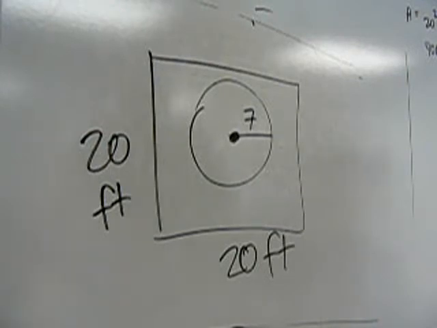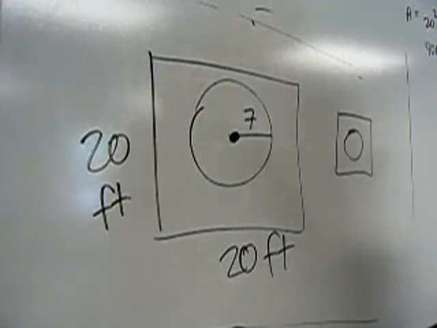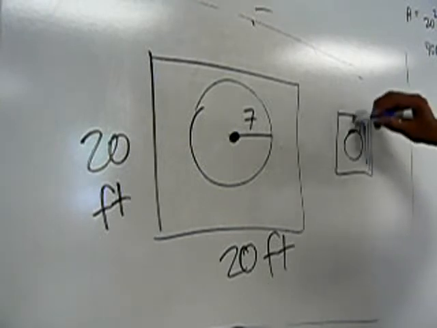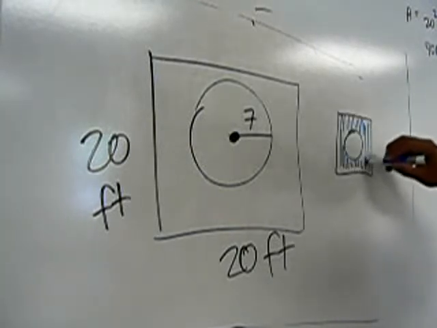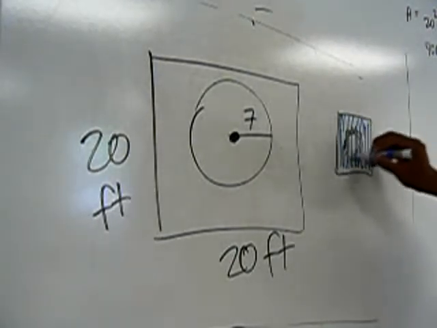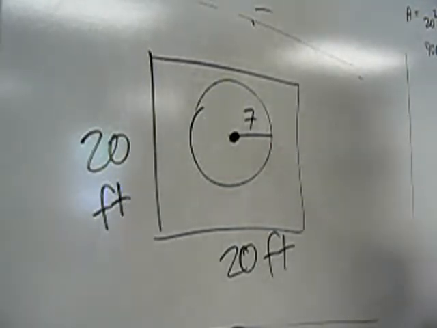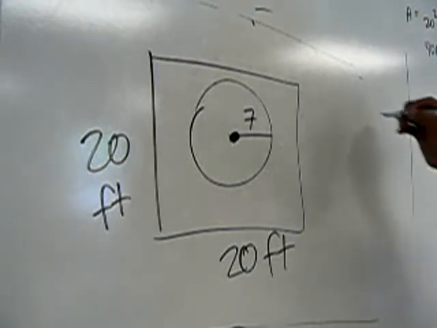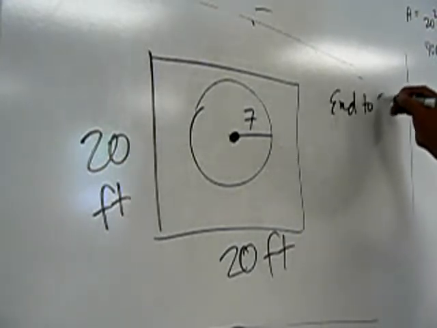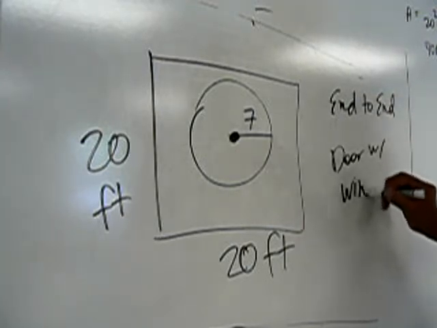So basically, the big picture is that I have a wading pool, and around it, tile is going to be installed. Don't waste money, basically. We're not going to buy tile for this whole area because all the tile in the center would be a waste. So then, we got to figure out, is this going to be an end-to-end problem or a door with window?